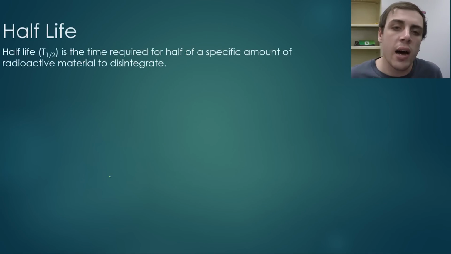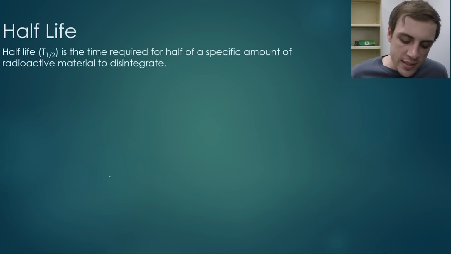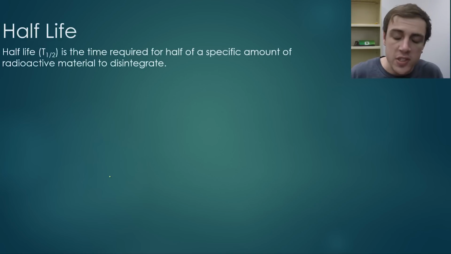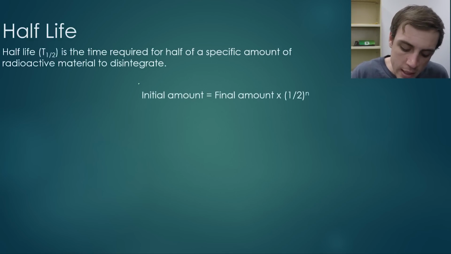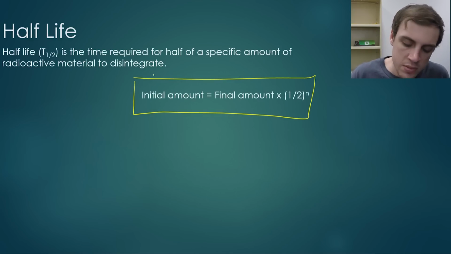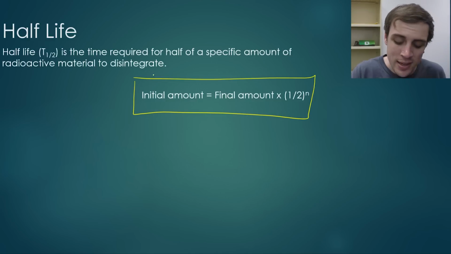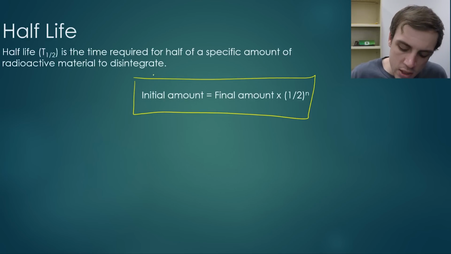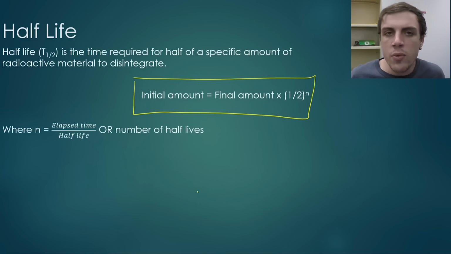Now let us talk about half-life really quickly. Half-life is essentially the time required for half of a specific amount of a radioactive material to degrade, to disintegrate, to break down into something else. This formula absolutely must be memorized, because anything that involves half-life is easy marks. All you need to know is that the initial amount is equal to the final amount times 1/2 to the power of n.